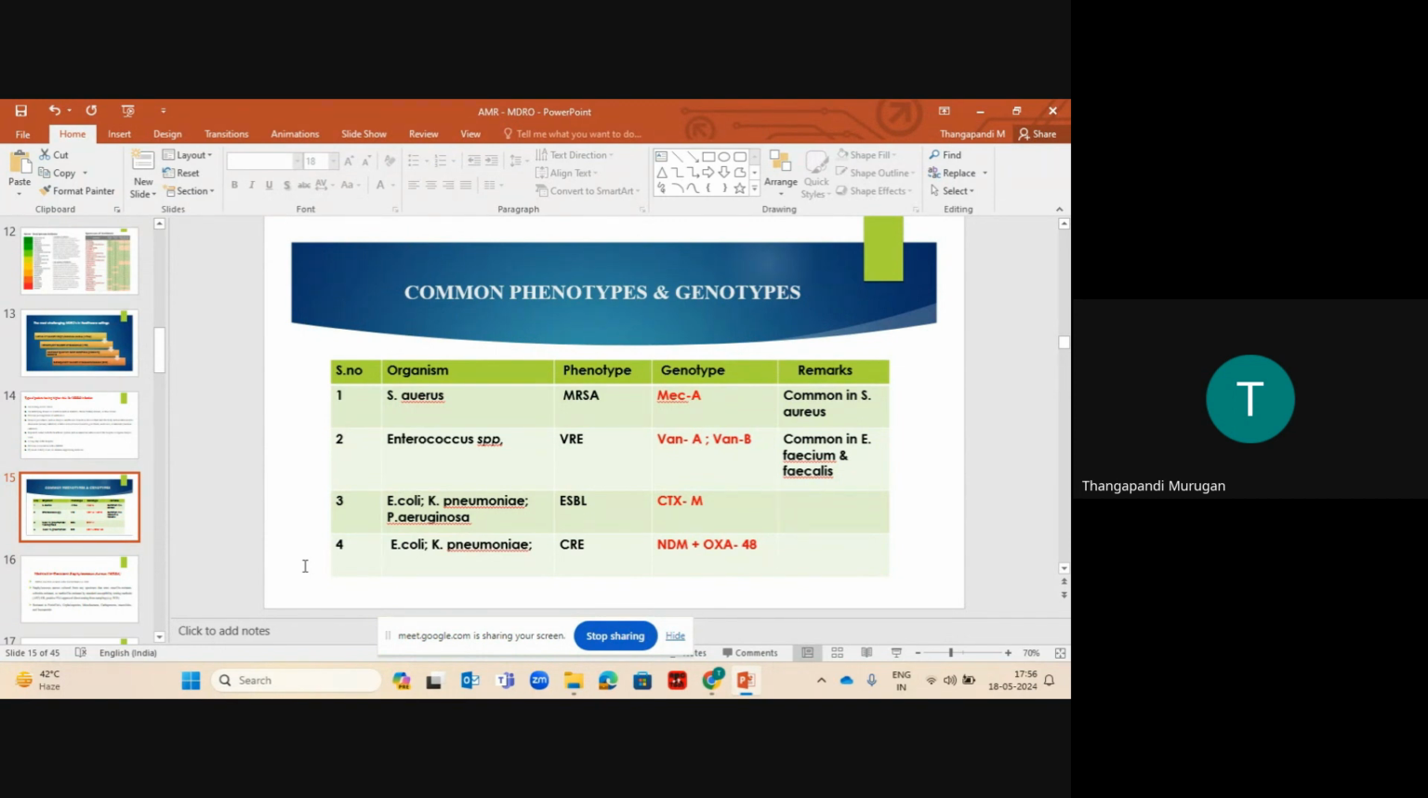And then E. coli, it is having NDM. Can any one of you unmute and say what NDM is and where it was first identified? Hope you people are aware of these things. New Delhi metallo-beta-lactamase. Yeah, it was identified in New Delhi. Correct. And that was in almost 5 to 10 years back.